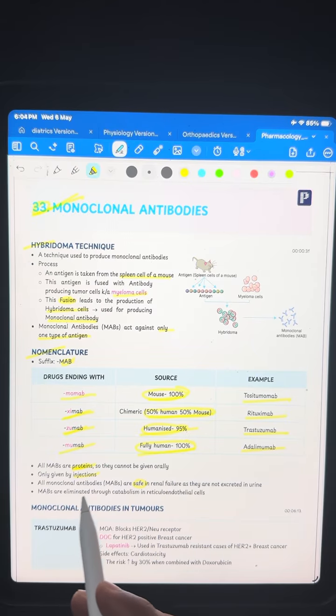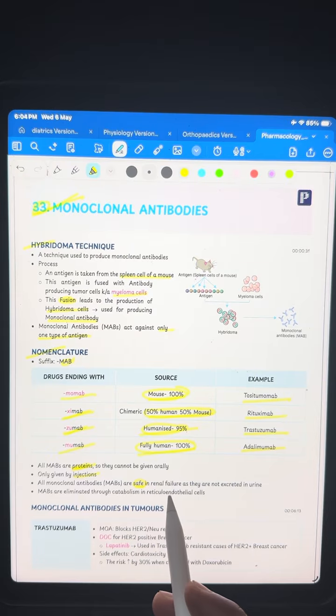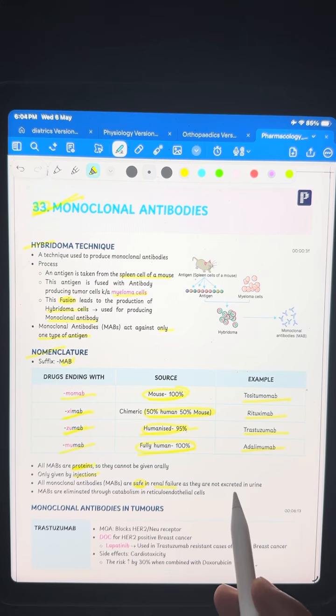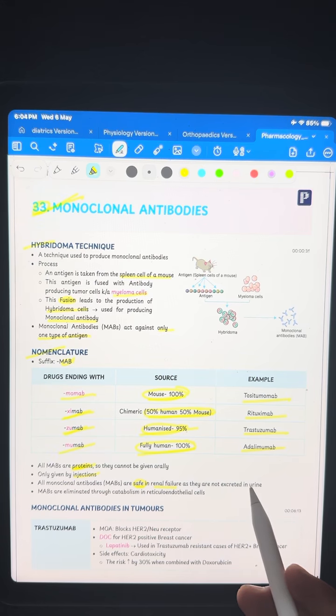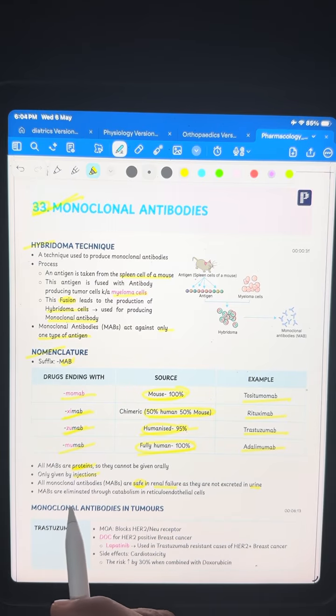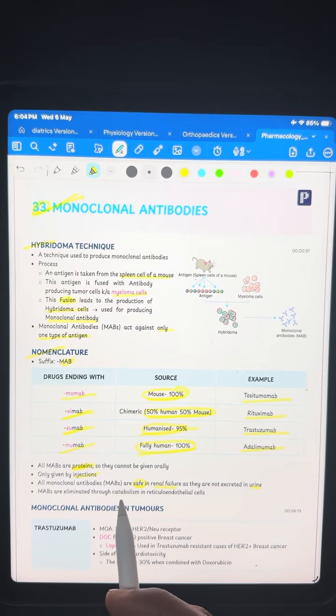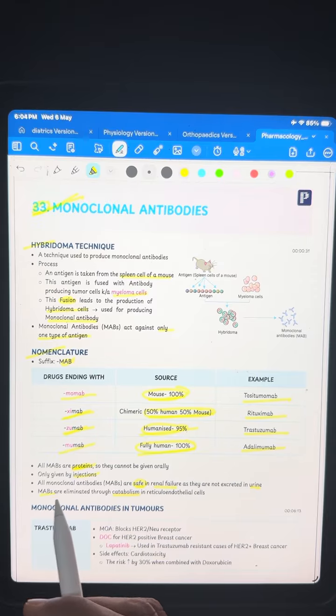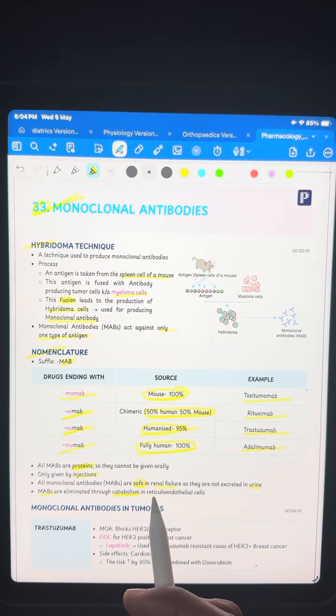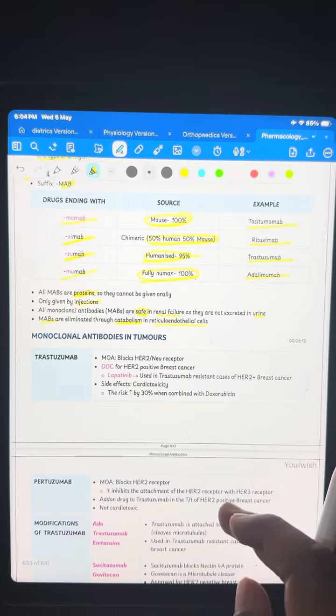Okay, and you can see that all MABs are safe in renal failure also, because there is no excretion through urine, so no involvement of kidney, so it is safe in renal failure. They are eliminated through catabolism in reticuloendothelial cells. Catabolism means breaking down. MABs are broken down in the reticuloendothelial cells.